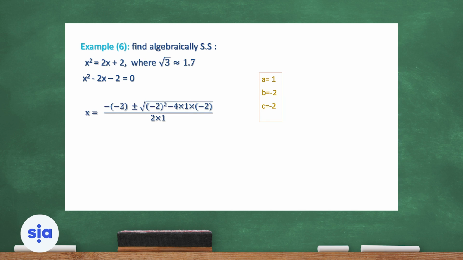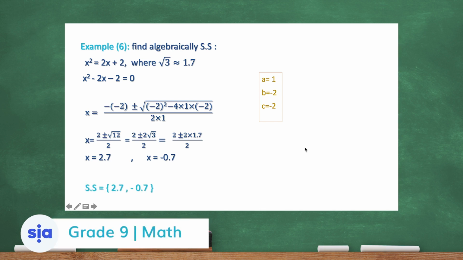When we use the quadratic formula, x equals minus negative 2, positive or negative, square root. Again, the negative 2 should be between brackets. All squared minus 4 times 1 times negative 2 over 2 times 1. If I do this on the calculator, it's 2 positive or negative square root of 12 over 2. If you simplify the square root of 12, it's 2 root 3. And then the question is asking you to replace root 3 by 1.7. So the answer here is x equals 2.7 or x equals negative 0.7. The solution set is 2.7 and negative 0.7.